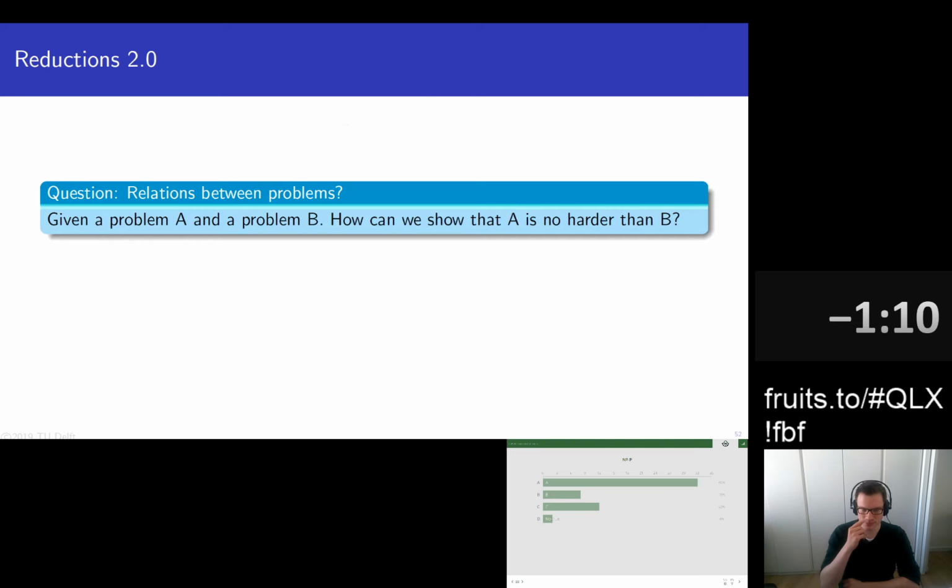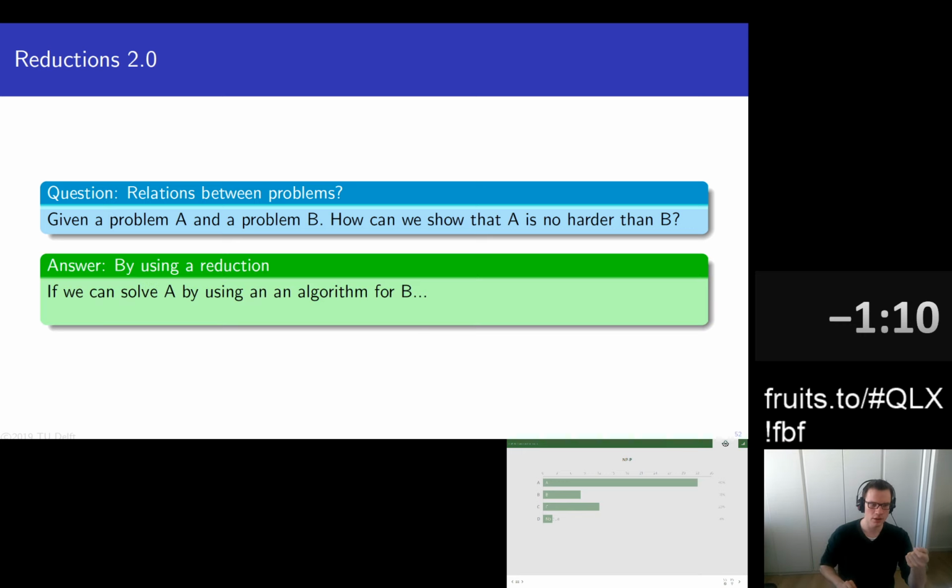And what I'd first like to do is show relations between problems. Let's see if we can, if I know something about one problem, learn something about another. For example, how could I show that a problem A is no harder than a problem B? Well, hang on. Didn't we do that last week when we talked about reductions? Well, yes, we did. And we can use the same here. If we can solve a problem A by using an algorithm for problem B, well, then A can be no harder than B. Because if I solve B, I also solved A. And this is the idea of reductions.